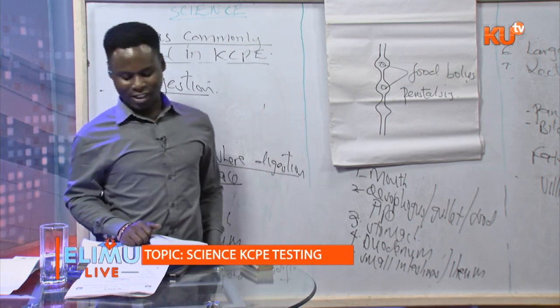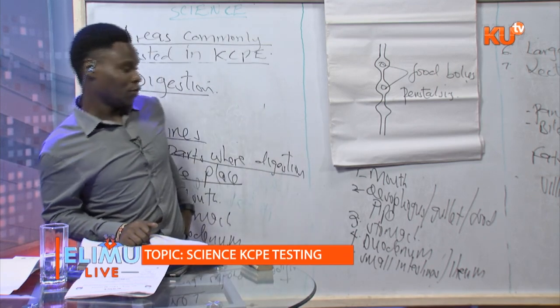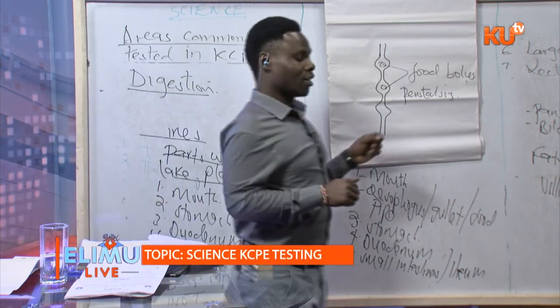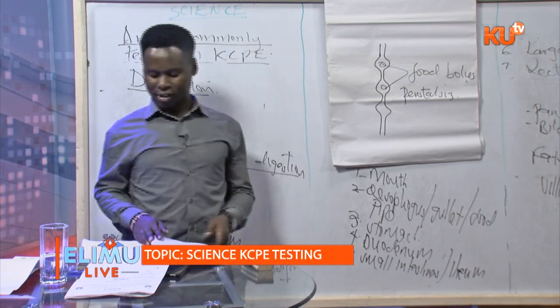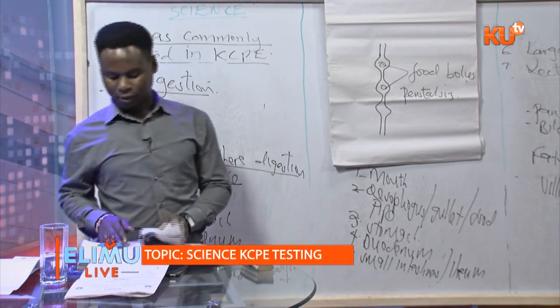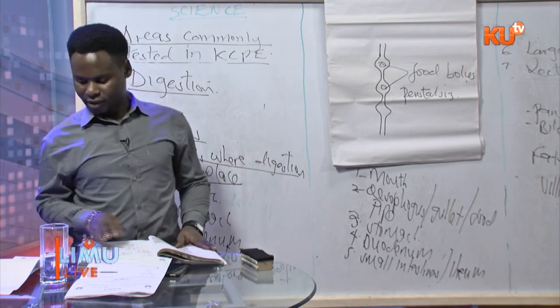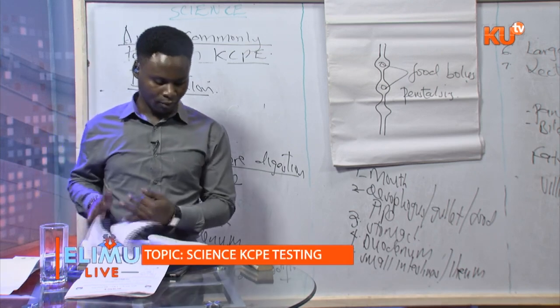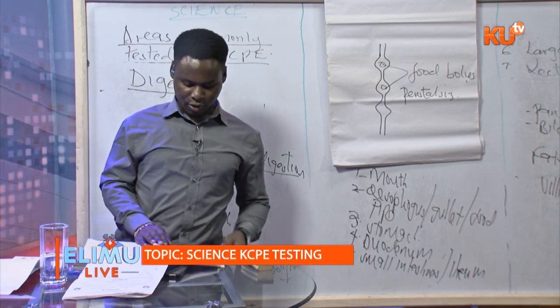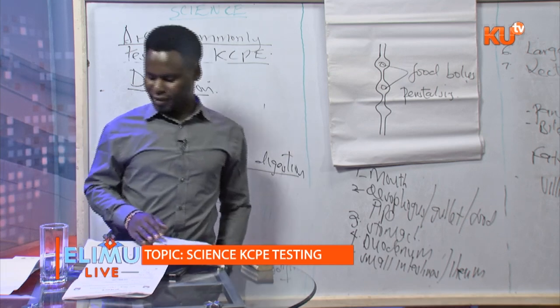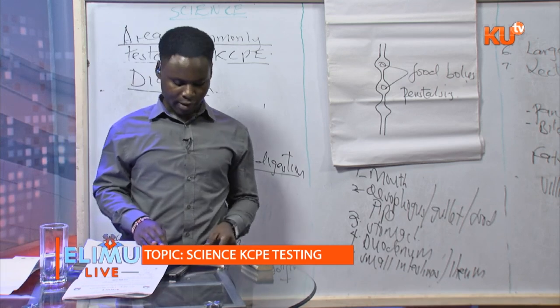So basically, the correct answer is mouth, digestion of food, because you have said that in the mouth, carbohydrates or starch is digested. Then in 2017, maybe we should take that one to be our last one.